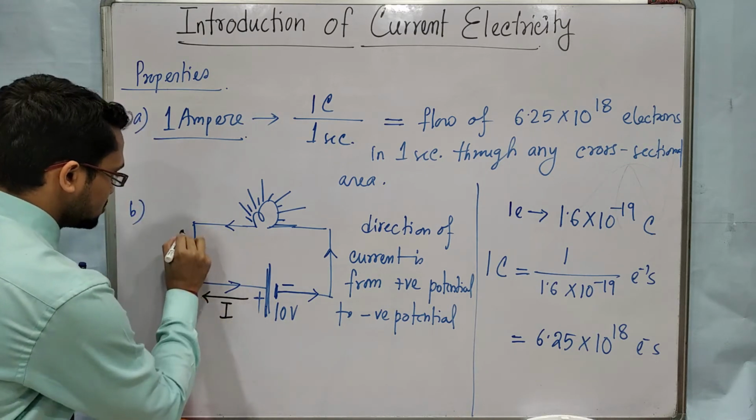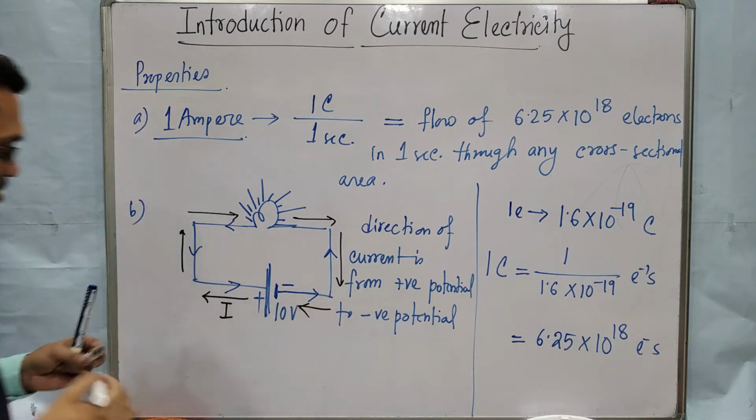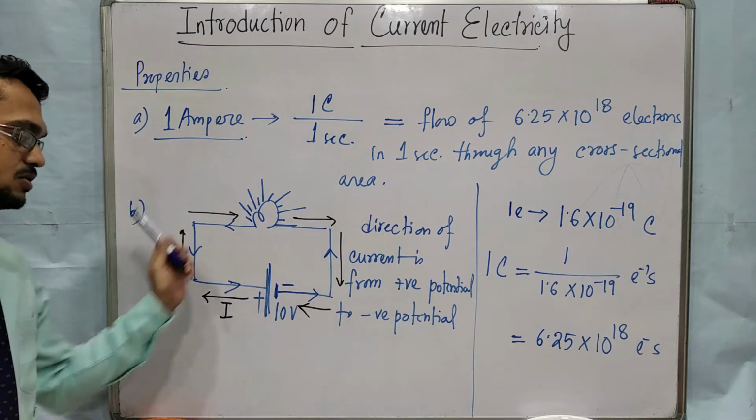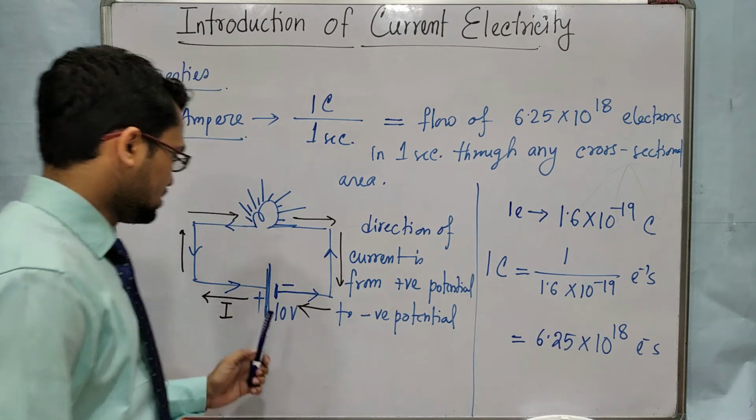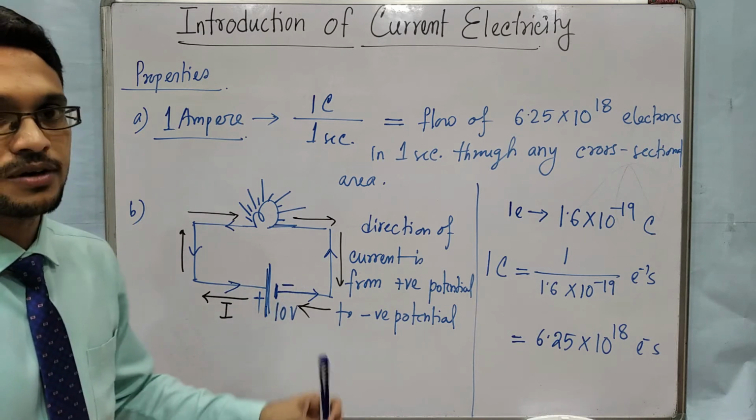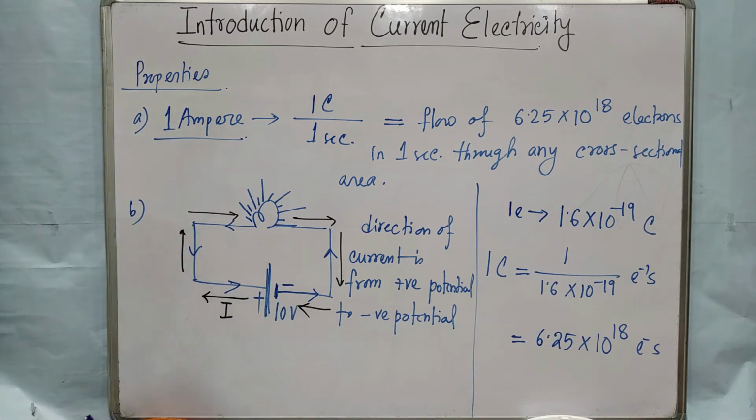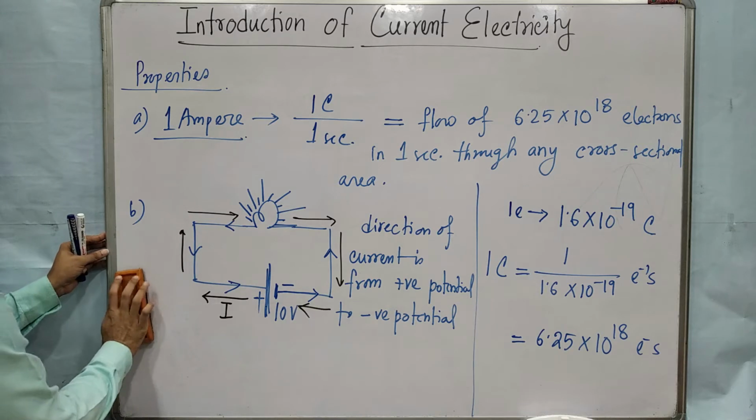Current flows from the positive to the negative terminal of the battery. So the direction of current is opposite to the direction of flow of free electrons. This is the conventional direction of current. Clear?